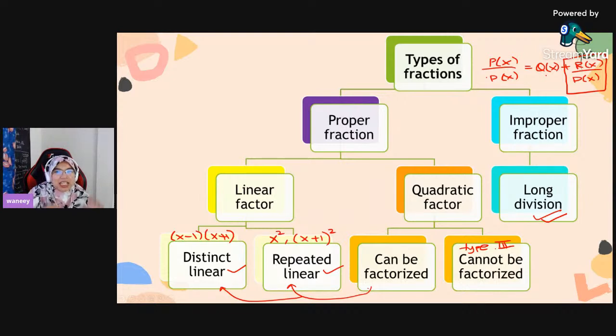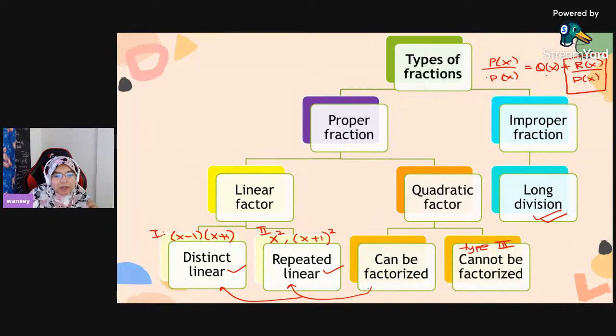Okay, so for a linear factor, check first: are they distinct linear? If they are distinct, then this is type 1 for the partial fraction. If they are repeated linear, then this is type 2. If you have a quadratic in your denominator, you need to check whether you can factorize it. If you can, then you have to check whether they are distinct or repeated. If it cannot be factorized, then that is simply the third type of partial fraction.